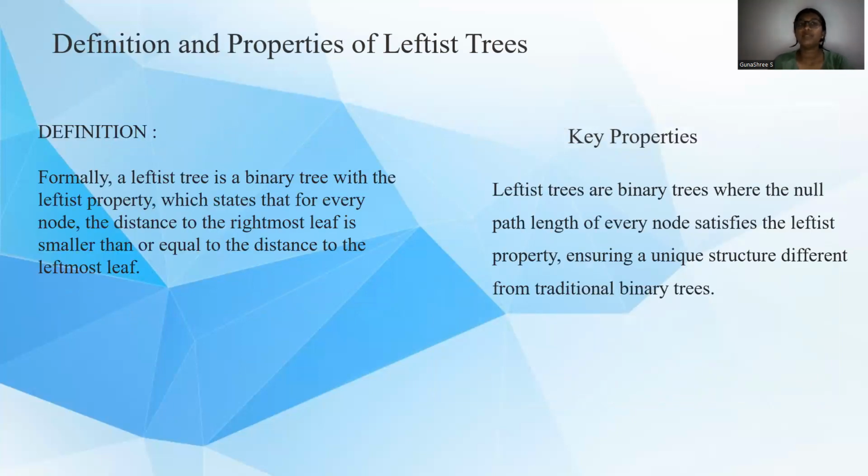Moving to the definition and properties of the leftist tree. The definition states that it is a binary tree with the leftist property, which states that for every node, the distance of the rightmost leaf is smaller than or equal to the distance to the leftmost leaf. What is the property of a leftist tree? These trees are binary trees where the null path length of every node satisfies the leftist property, ensuring a unique structure different from traditional binary trees.